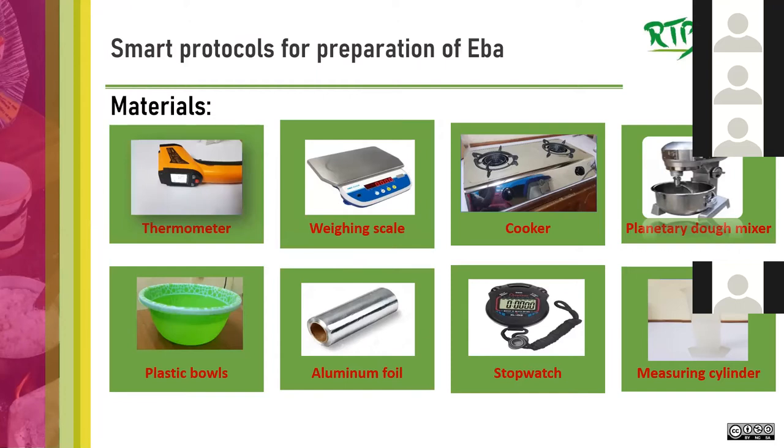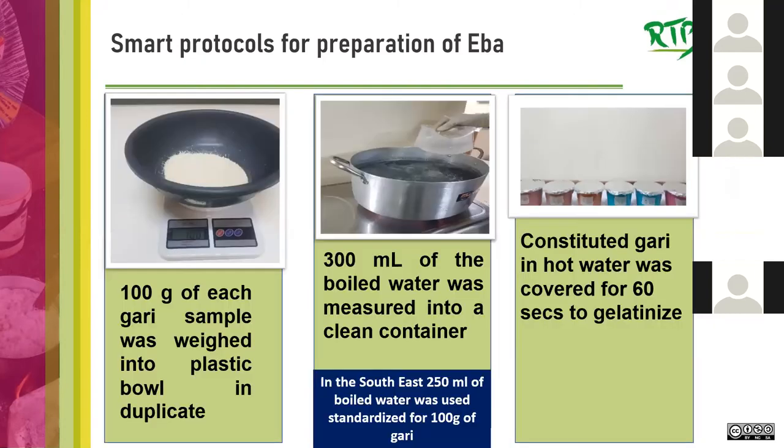So what are the materials we use? We use a thermometer, the weighing scale, the cooker, the planetary dough mixer, and then the plastic bowls, the aluminum foil, stopwatch, and the measuring cylinder. When I go through the procedure, you will see how we use all these materials.